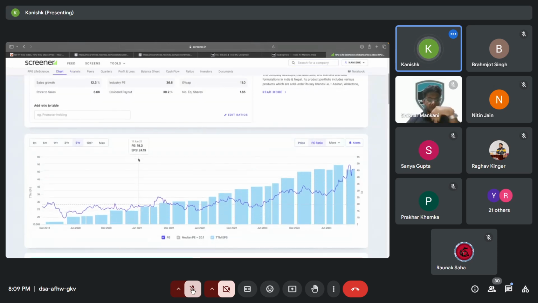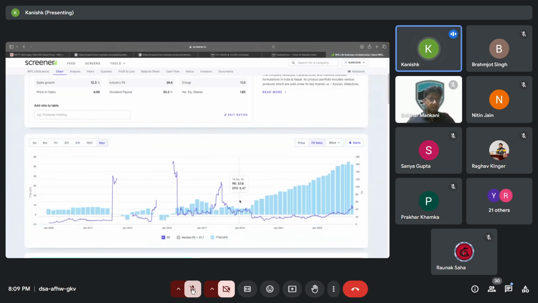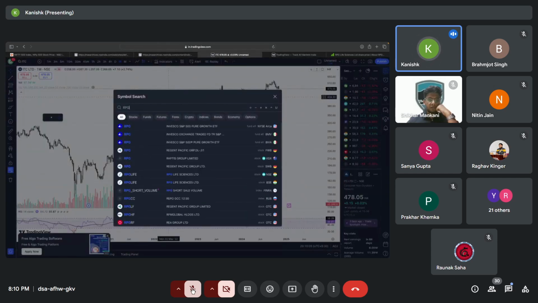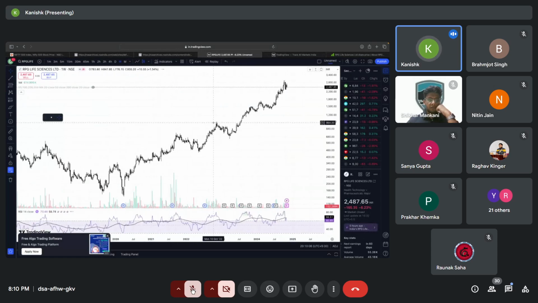Now see, this stock has a consistent earning growth with an oscillating P/E ratio around its median. Now if you want to trade in RPG Life, I found this trade a long back. I don't know. Yeah, here.